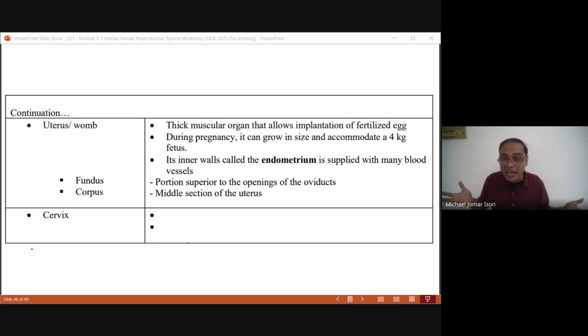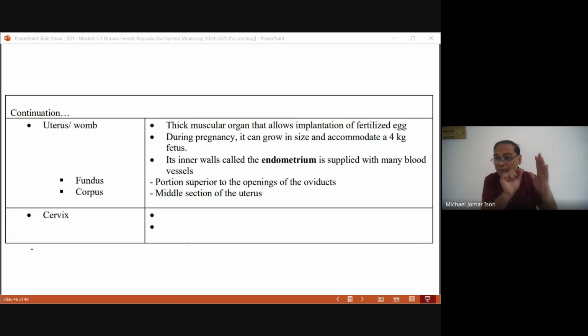Now, what if there is no implantation? What if there is no fertilized egg? What will happen here is that the endometrium is thick. The endometrium, because of the absence of a fertilized egg implanting, will now be signaled to become thinner. And how does the endometrium become thinner? It actually sloughs off. When it sloughs off, it removes itself.